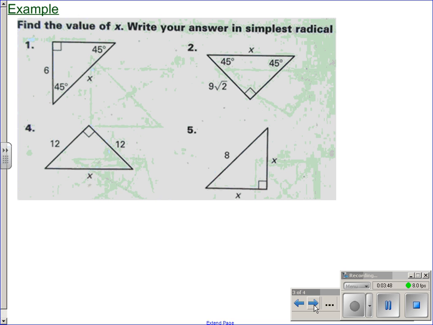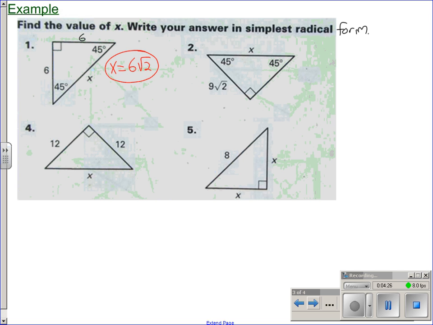It says find the value of x, write your answer in simplest radical form. Okay, so in example 1, we have a 45, 45, 90 triangle. You always got to make sure of what type of triangle you're dealing with. It makes the other leg 6, and now we're looking for the hypotenuse. It's not really an equation, it's just x equals the length of the leg multiplied by square root 2. Simplest radical form. In example number 2, and I hope you've hit pause and are trying these on your own.